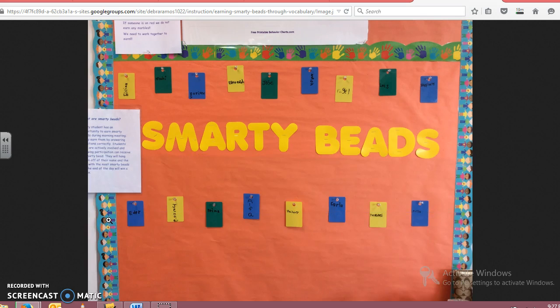Here's our Smarty Bead wall to keep track, and it has each of my students' names, and they just earn beads and hang it up.